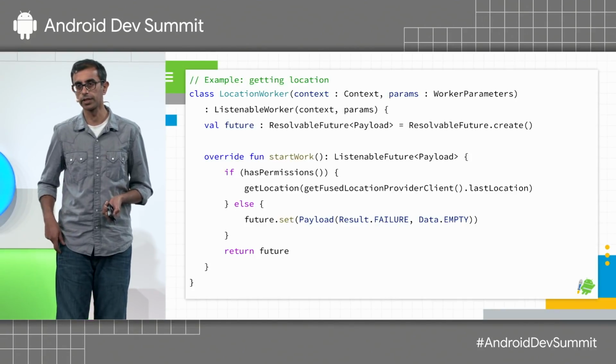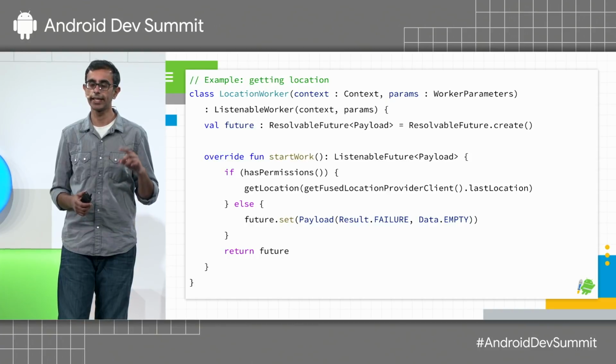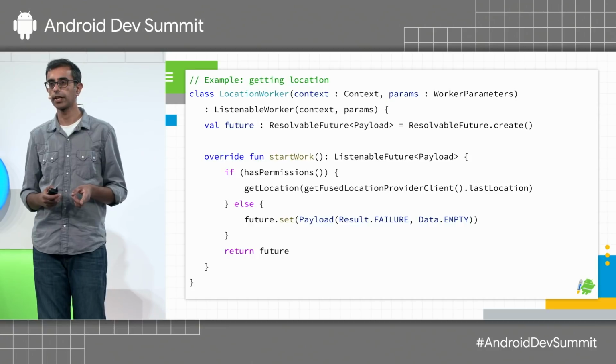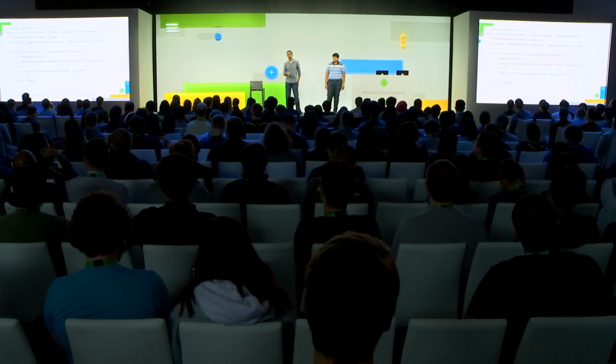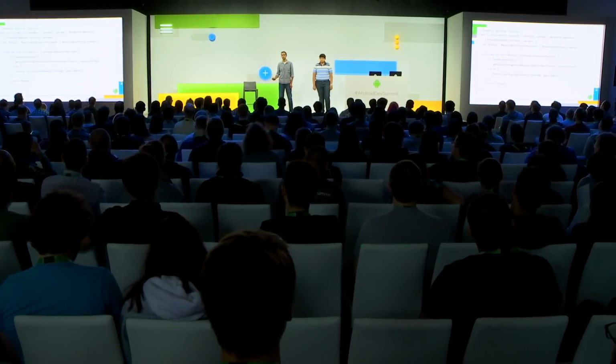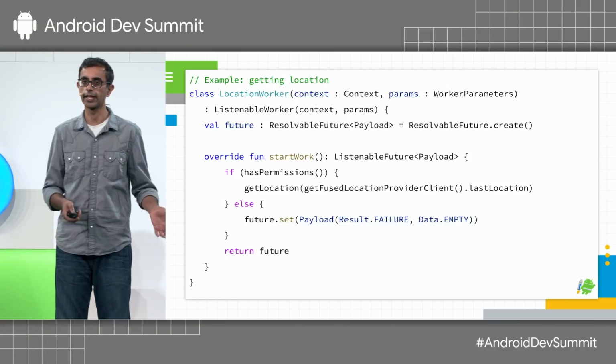So let's look at an example. One of the things that a lot of people are trying and doing incorrectly with workers is that they're trying to get locations. And we're going to specifically use the FusedLocationProviderClient. So if you listened to the Kotlin suspenders talk yesterday, they also use this. It's a GMS core API to asynchronously get your location.